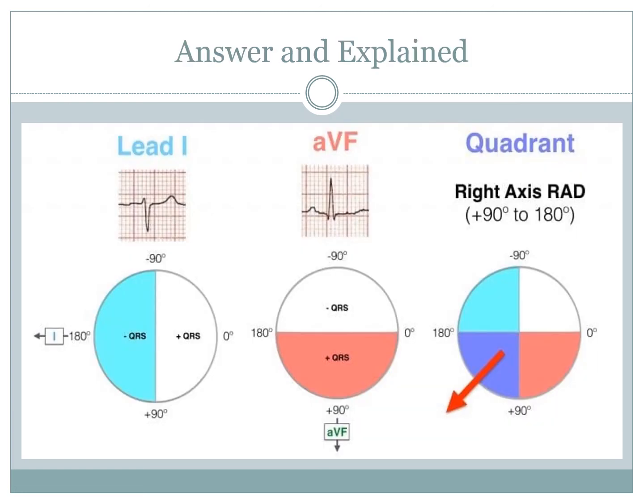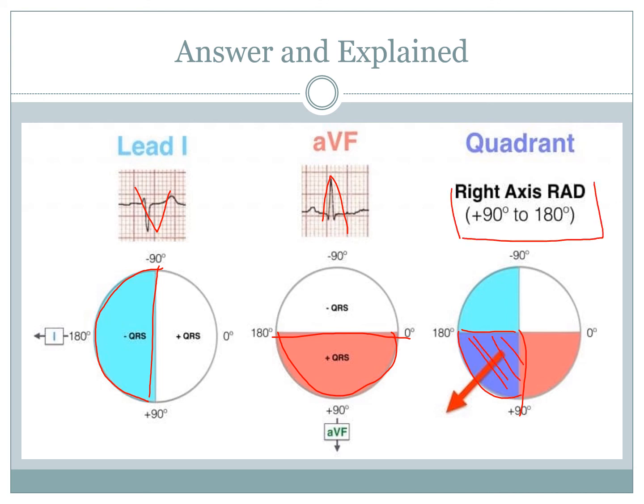So the ECG showed us a negative deflection in lead 1. Okay, so we know that there's a problem. And then we had a positive deflection in AVF. So that means that we're going to be sitting in the quadrant on the left hand side with lead 1 and the quadrant on the bottom, giving us an overlap in the axis between positive 90 and 180, which is right axis deviation.